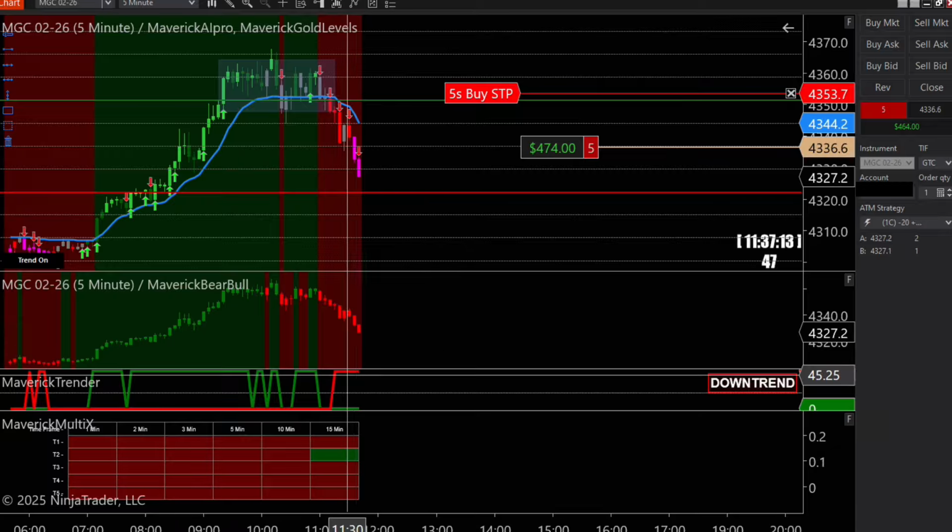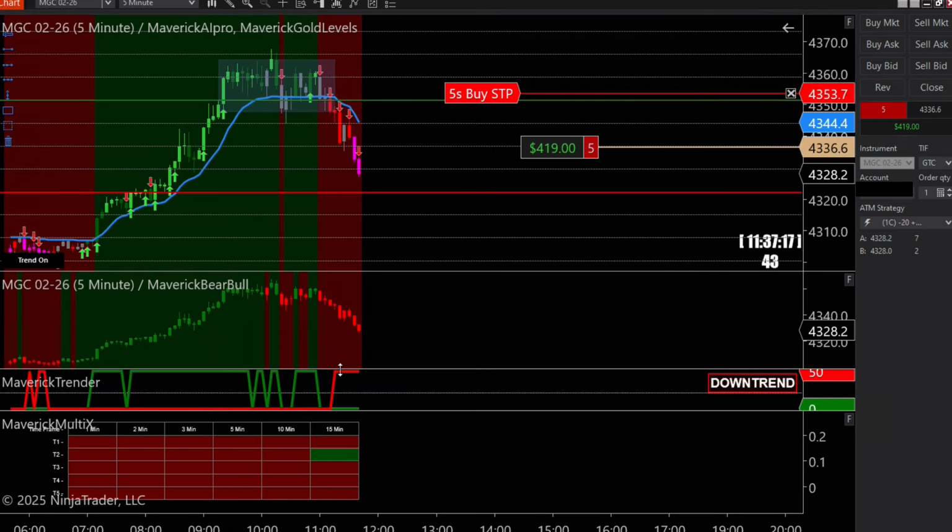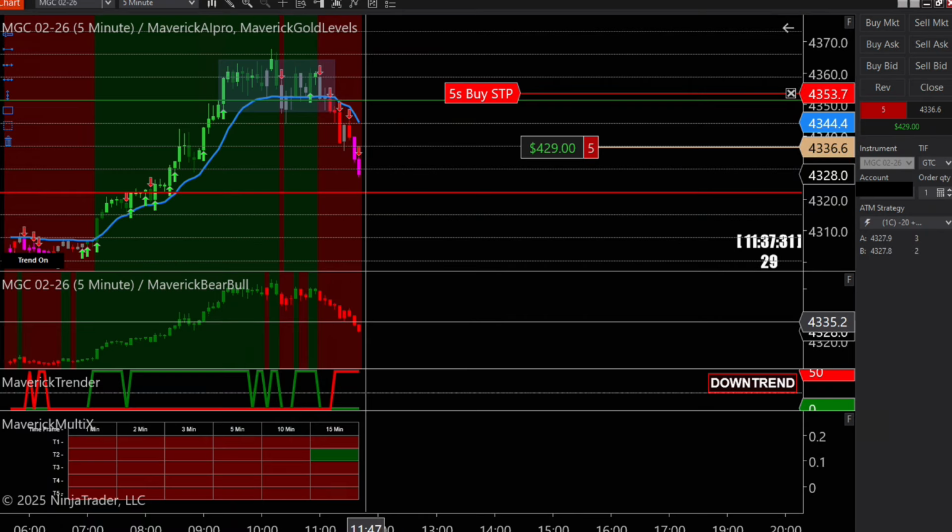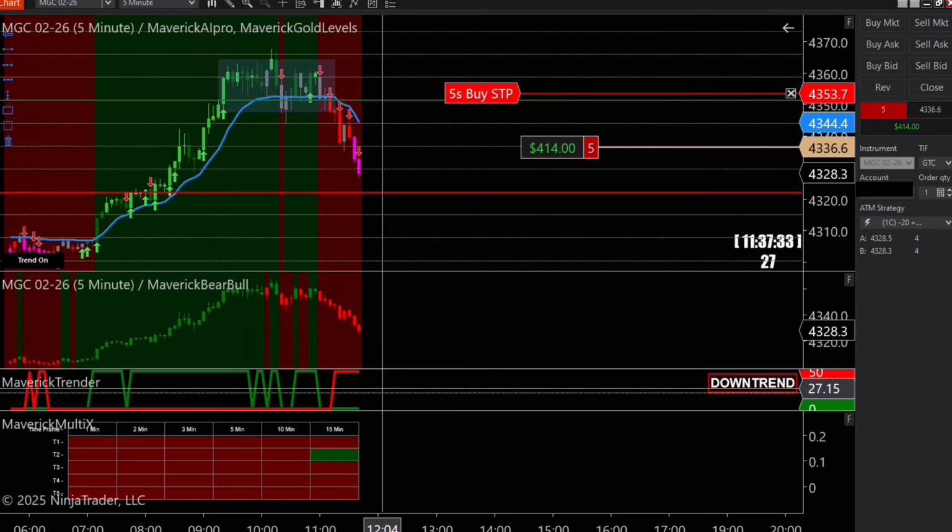Maverick Trender is pegged to the top. When this line is pegged to the top here and it can't go any further, this is showing strength and momentum. You have a downtrend label. Look at this. See this whole move up? Your Maverick Trender was pegged to the top, couldn't go any further. Now you're pegged to the top, but it's red, which is bearish. This is the Bear Bull indicator, and this is the Maverick Trender.